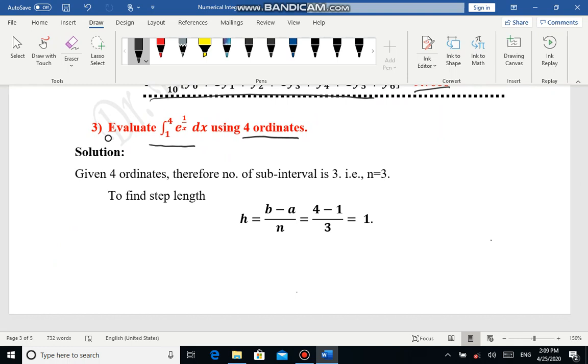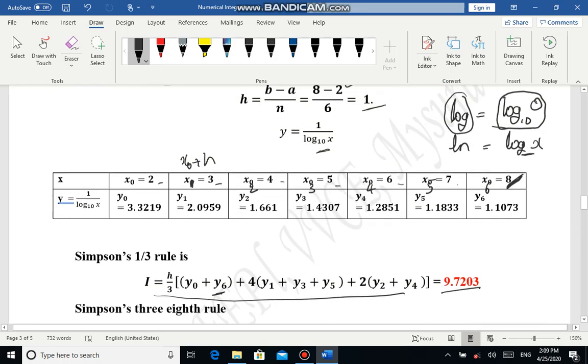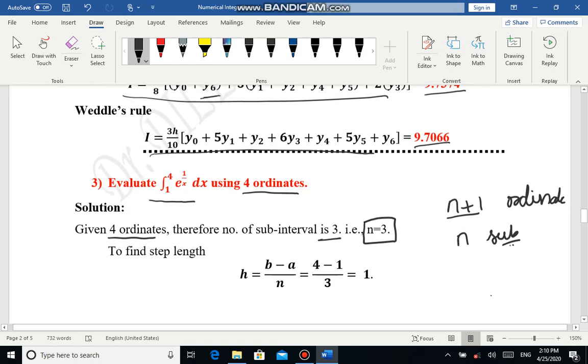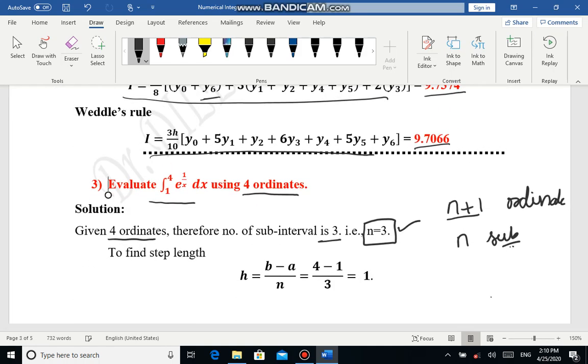I already told you, if you have n plus 1 ordinates, we have n subintervals or equal parts. So in the problem, given 4 ordinates, therefore the number of subintervals is 3. That is, our n is 3. And observe once again the note: if n is a multiple of 3, we need to apply Simpson's 3/8 rule only. So according to that, in this particular problem, our n is 3, so we need to apply Simpson's 3/8 rule.